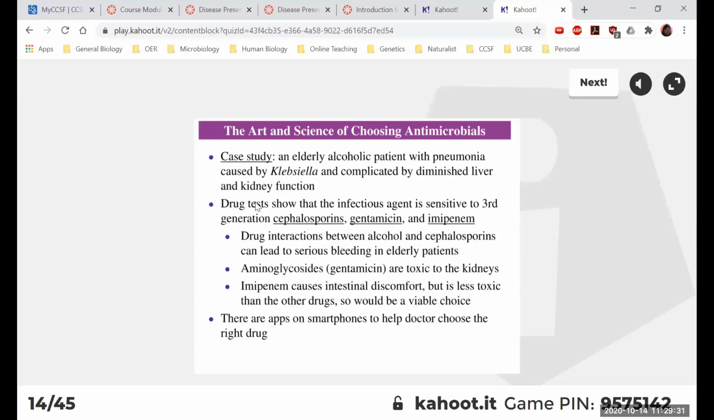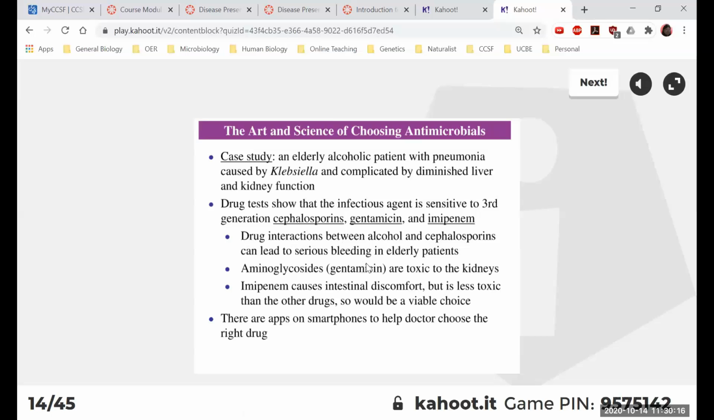You do, let's say, Kirby-Bauer or the E-test or the tube dilution test, and you figure out that this particular strain of Klebsiella is sensitive to three drugs: cephalosporin, gentamicin, and imipenem. So you have these three to choose from. But first of all, cephalosporin is known to have a tendency to interact with alcohol. For alcoholic patients, especially elderly ones, it can cause internal bleeding. That's a pretty severe side effect you do not want to see. So cephalosporin is out.